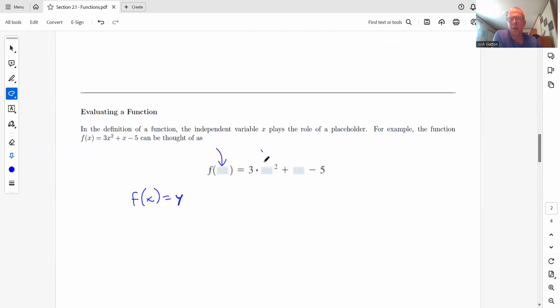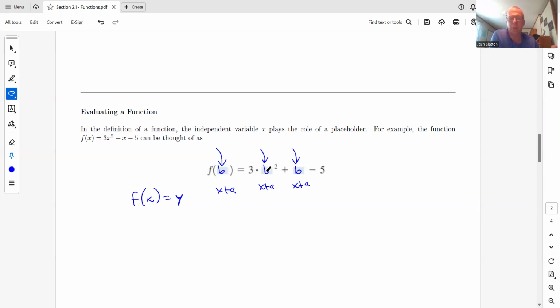So here are our inputs. 3x squared plus x minus 5. We're just replacing the x's with boxes. We can replace this with anything. So if we put a b in there, we put a b in there, we put a b in there. You could also put something more complicated. You could put in x plus a here, and then you put x plus a in that spot and x plus a in that spot. But you can put in whatever you want, whatever the input is, whatever number would work. You can put in any number in this spot.